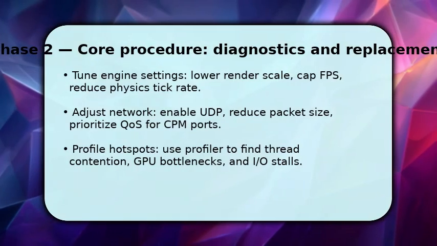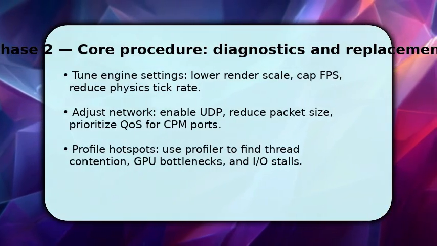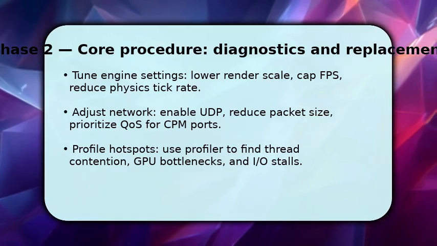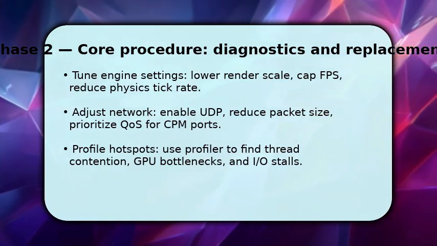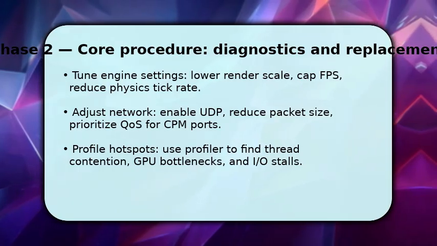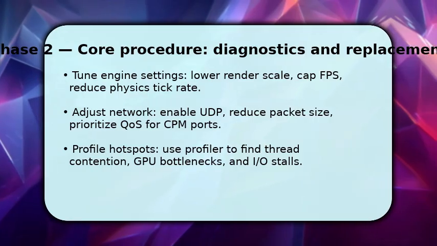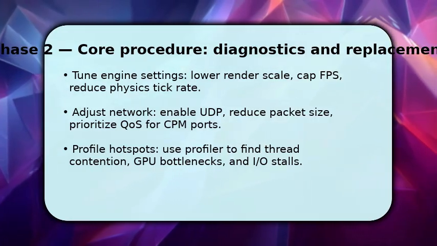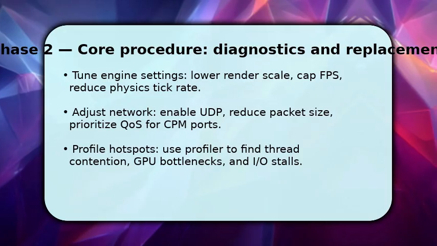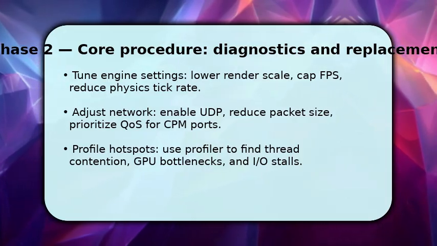Once the baseline is clear, you tune the system across rendering, networking, and threading. Lower render scale and cap FPS to reduce GPU load. Reduce physics tick rate to free CPU time. For networking, prefer UDP, shrink packet payloads, and enable QoS rules to prioritize game ports.